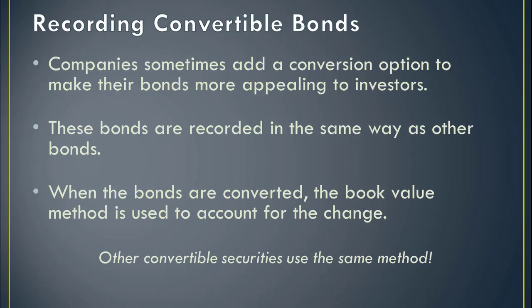There's other kinds of convertible debt. Preferred stock is sometimes convertible, and we use that same book value method no matter what. Let's take a look at an example of this.